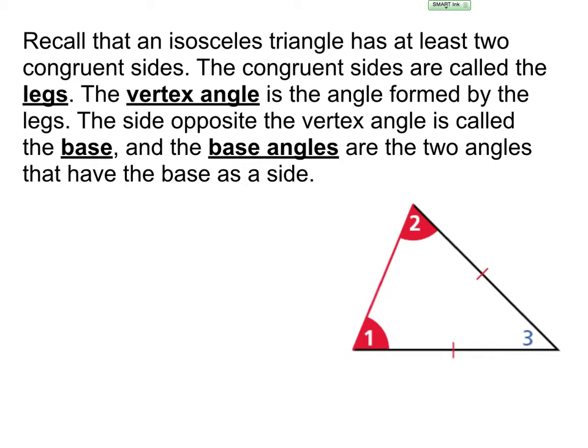And then the other two angles, angle 1 and 2 that are highlighted, are referred to as base angles. Base angles because one side of each is the base of the triangle. So angle 2 is formed by the base and this leg. Angle 1 is formed by the base and the other leg. So those are the two base angles. So two base angles, one vertex angle.